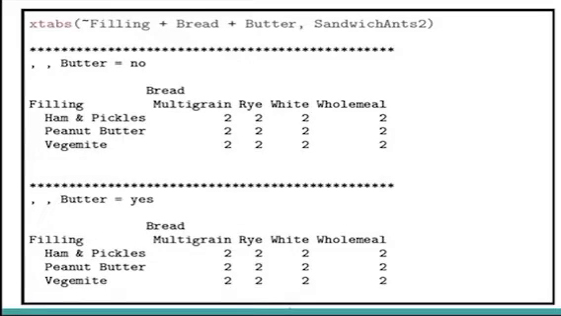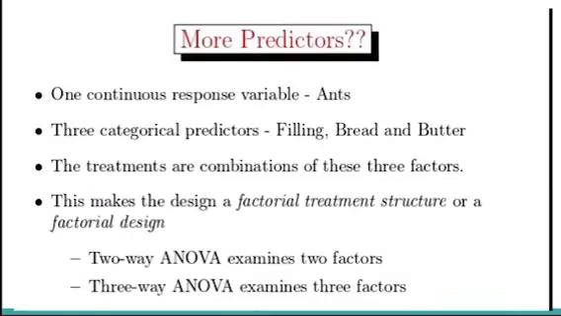Look at that: filling, bread, butter, and each of them is categorical. Filling, we're talking about type of sandwiches. Bread, we're talking about the types of bread. Butter, we're talking about whether it has butter or not. And that is exactly what I'm trying to show here. Take a look at that. The fact remains that we still have one response, which is continuous in nature.